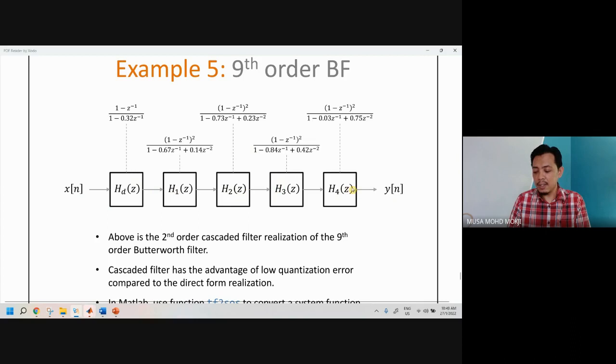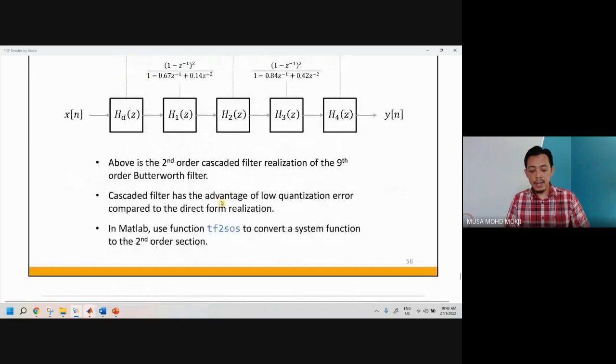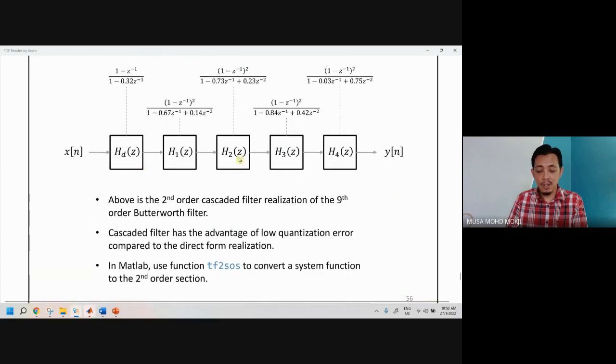And there's a reason why we do this. We don't do the whole thing as one filter. This is what we call a second order cascaded filter of a ninth order Butterworth filter, because it has a low quantization error. We're not going to discuss this in detail. You just need to know that this arrangement, from one filter to another filter, we call cascade. So there's a name, cascade.